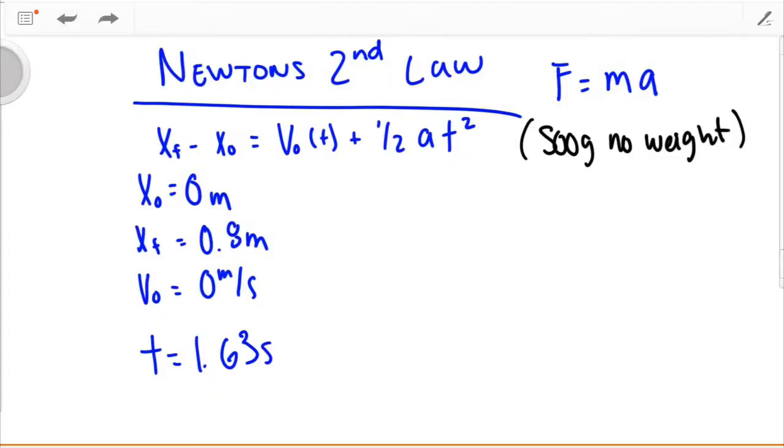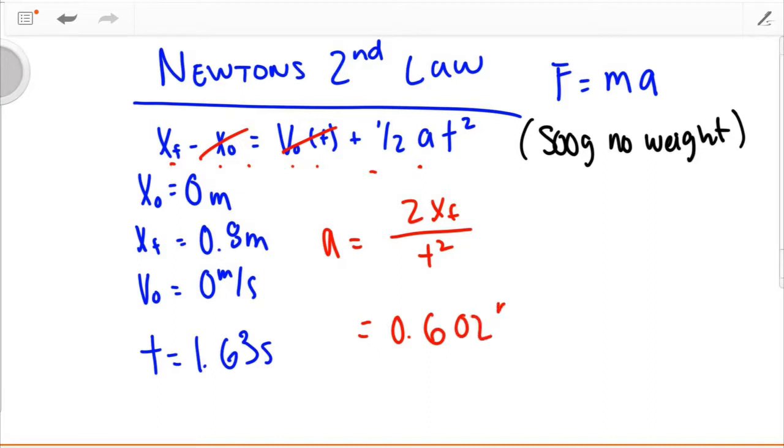So if we take a look at the second example, where we have a 500 kilogram cart traveling a fixed distance, and we measure the time it takes to travel that fixed distance, we can find the acceleration with this basic kinematic formula right here. We will cancel out the variables that we know to be 0, and we'll find that the acceleration is equal to 2 times the final distance over time squared. And we plug everything in, we find that the acceleration is equal to 0.602 meters per second squared.